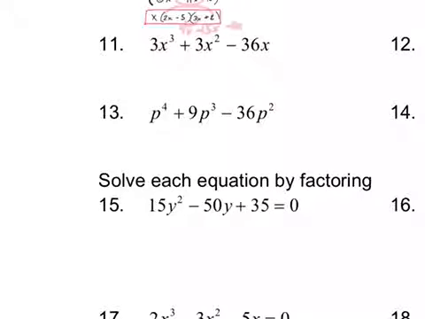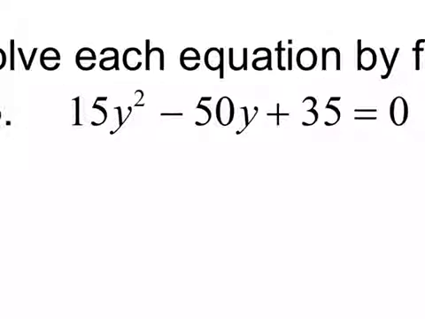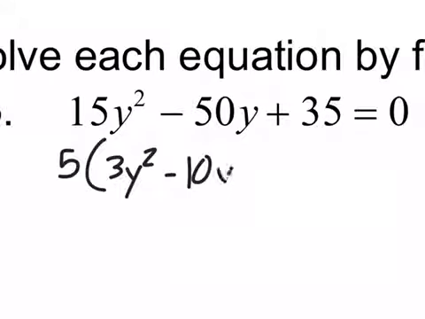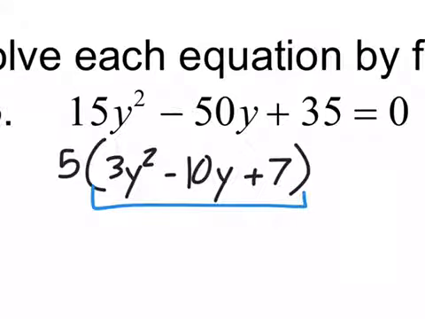The bottom portion of this page says solve each equation by factoring. Same concept as up above. Look for a GCF. This one's 5. So we'll have 3y squared minus 10y plus 7. I need to factor this portion with that 5 out front.